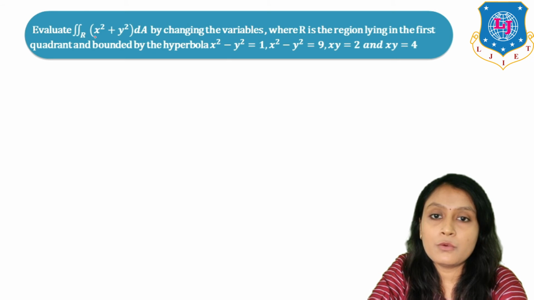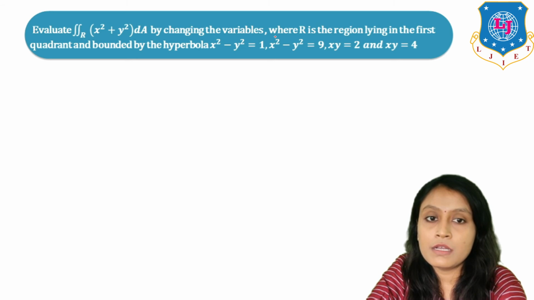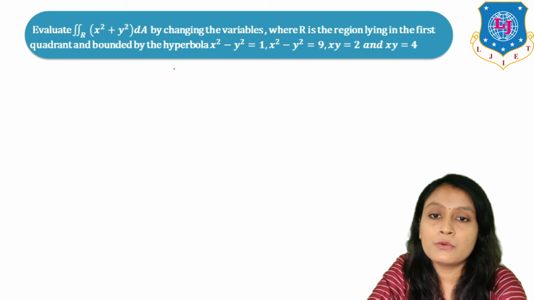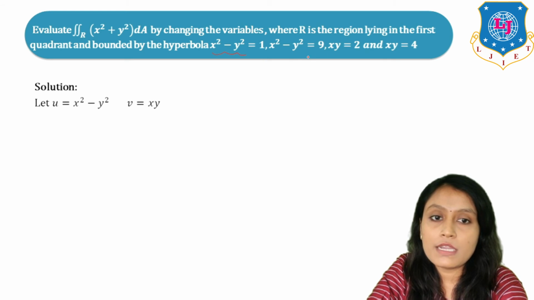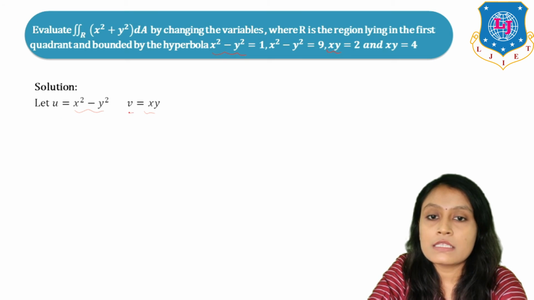Evaluate the double integration over R of x square plus y square dA by changing the variables, where R is the region lying in the first quadrant and bounded by the hyperbolas x square minus y square equal to 1, x square minus y square equal to 9, xy equal to 2 and xy equal to 4. So let's begin with the solution. Here x square minus y square is given and xy is given. So we will suppose x square minus y square as u and xy as v.